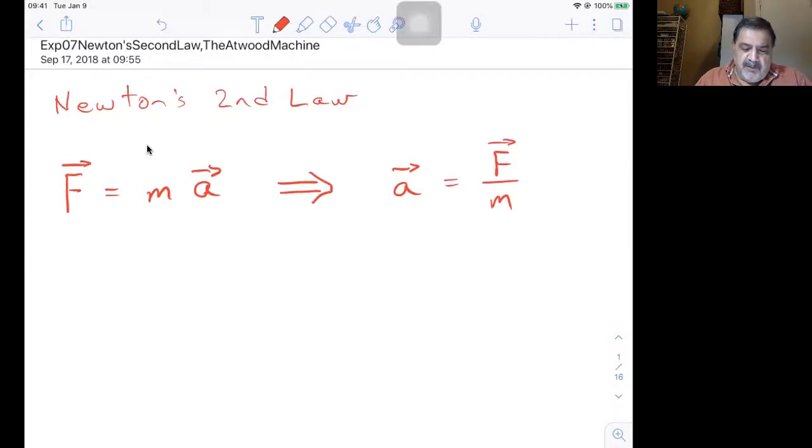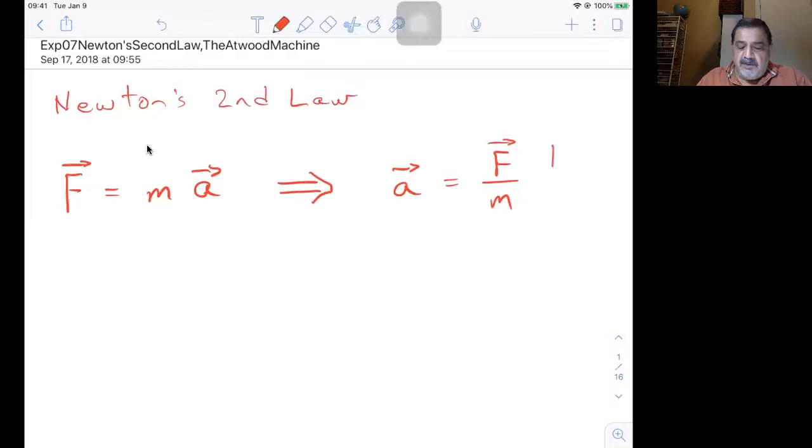Whenever you have an equation where something equals a ratio of something else, if you increase what's in the numerator, this side will automatically increase. They're directly proportional, so acceleration is directly proportional to the force. The mass is inversely proportional. If you increase the mass, the acceleration will go down, and vice versa.